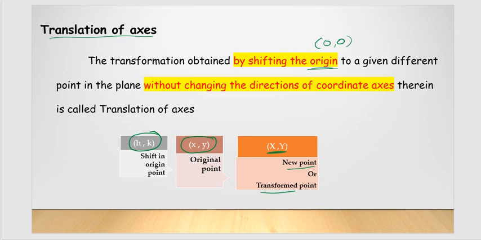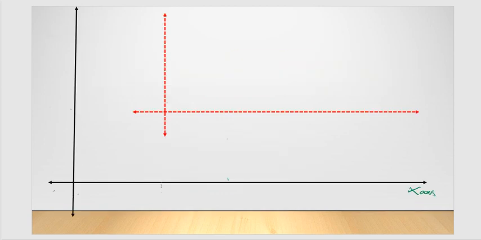Let us see how the transformation occurs and what the relationship is between these three: the shifted origin point, the original point and the transformed point. This is like a proof, right? This black colored axis is my original axis. Those are the x-axis and y-axis I have considered in a coordinate plane. This is my origin point 0, 0. These are my original coordinate axes, right?